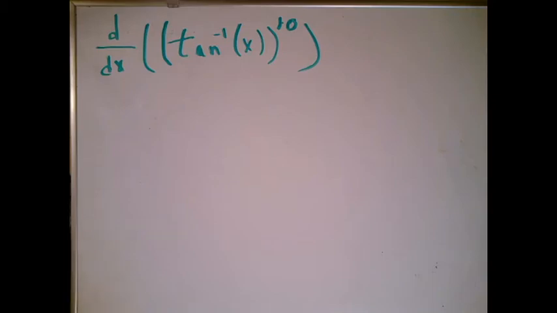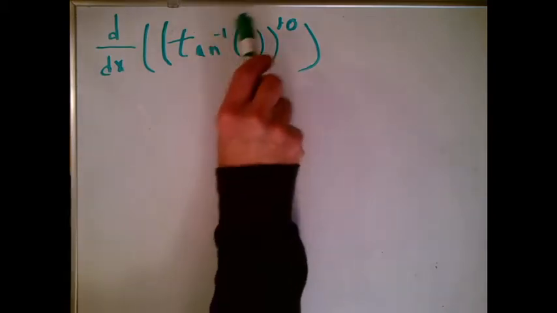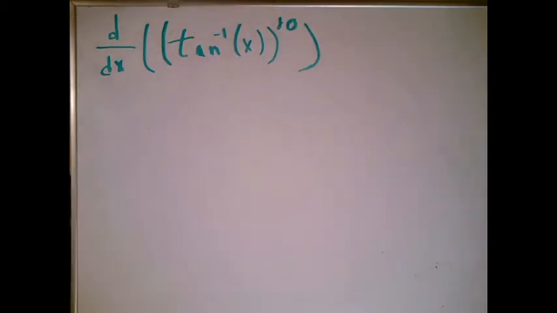Okay, a couple of examples here using the power rule and the inverse trig functions we have. The one thing you don't want to do here, by the way, is multiply these two exponents, because while 10 is an exponent, this right here, minus 1, is only a superscript. It doesn't mean the reciprocal of tangent.